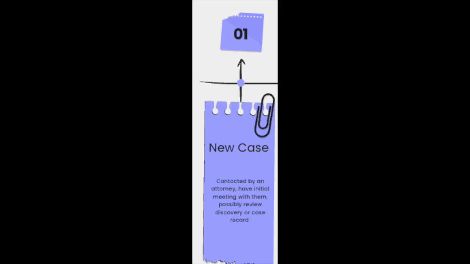Once contacted by the attorney, I usually have an initial meeting with them over the phone or in person, and they give me a little bit of information about the case, but not a lot. I'll sometimes be given access to what's called discovery, the evidence gathered against the client, or I'll be given access to some of the case records. And I do look at those, but I look at them briefly and without getting too attached to the details beyond the main facts or anything that jumps out at me that I want to talk to the client about right away.